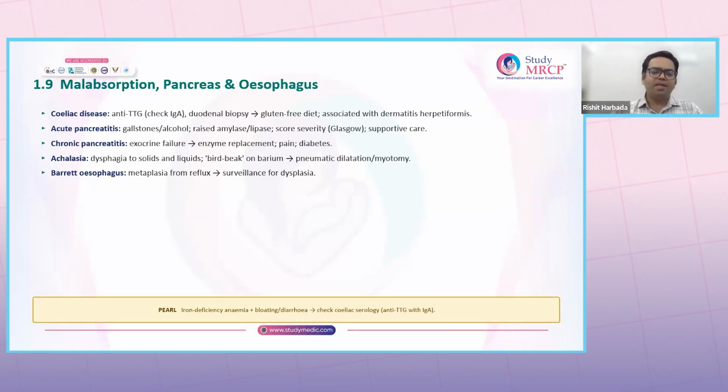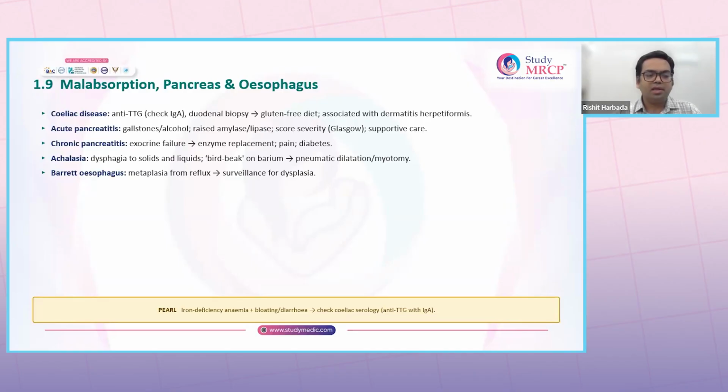So whenever there is repeated reflux, it is going to cause dysplasia, and it is a risk factor for developing cancer. Okay. So the pearl is that if the patient presents with an iron deficiency anemia and bloating and diarrhea, always think about the celiac serology. That is very, very important.